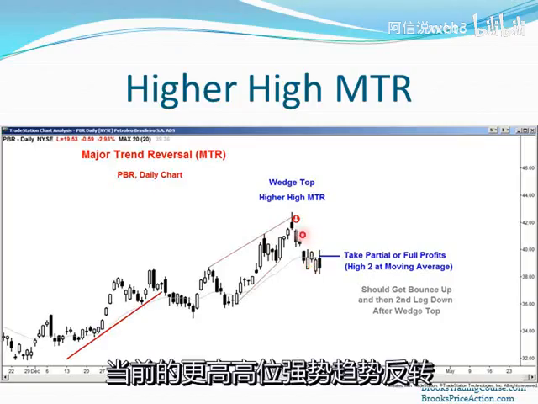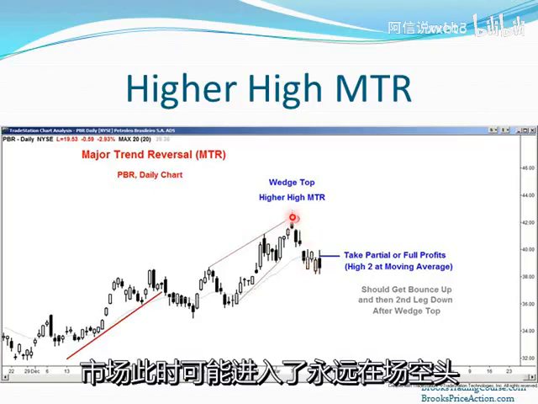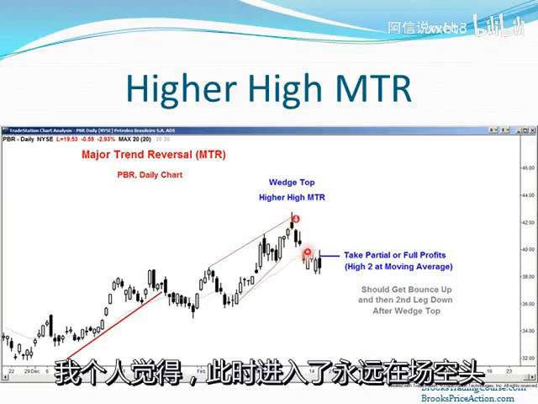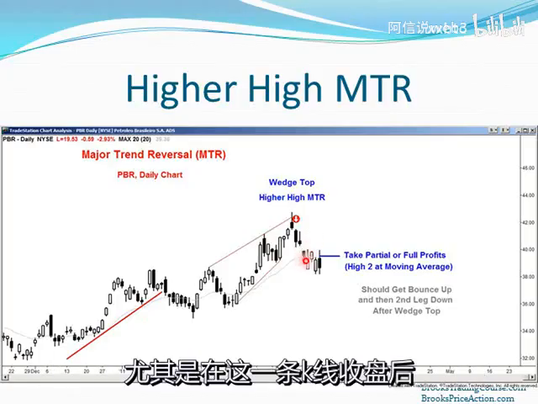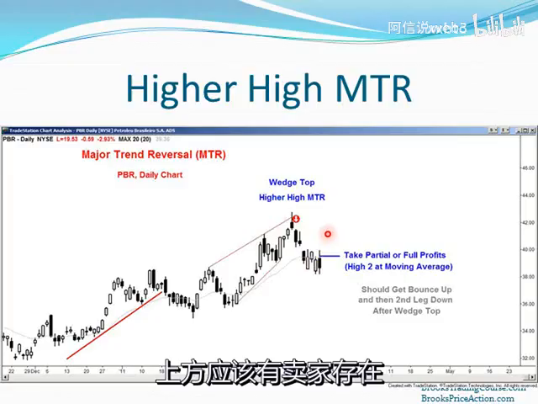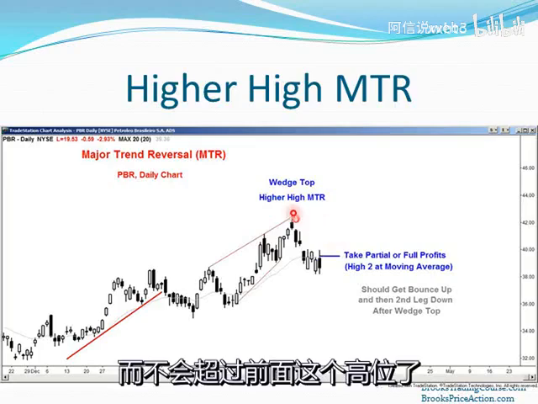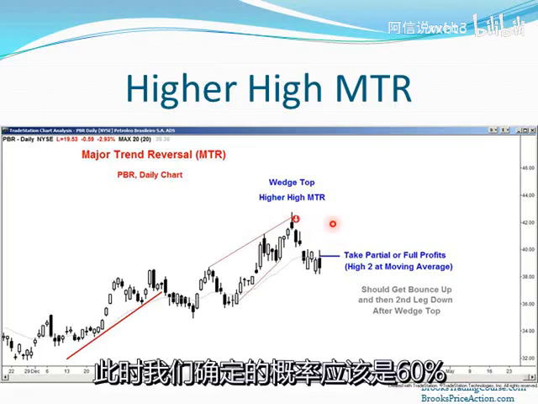The market might be always in short based upon the context, the higher high major trend reversal, strong signal bar, and 4 consecutive bear bars. In my mind, I think it's always in short at this point, probably by the close of this bar. So that means I think that there'll be sellers above, and that we'll get a lower high rather than getting above the high of this bar. But the most you can be certain is 60%.